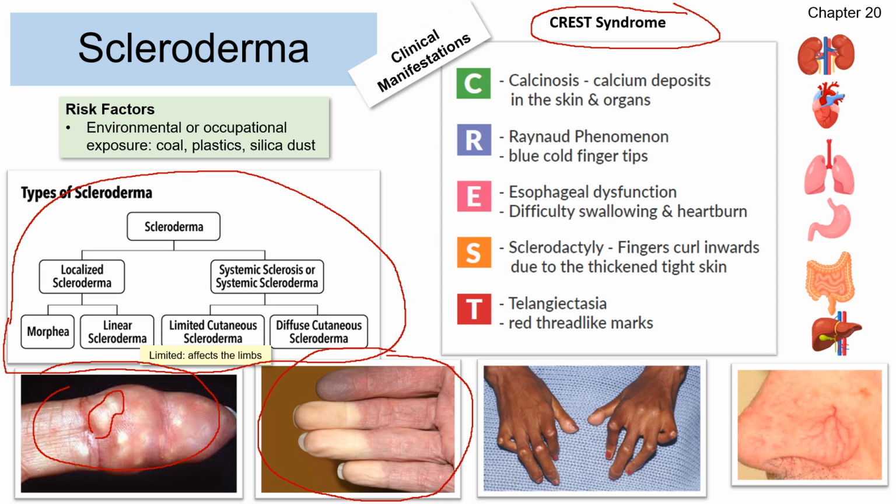Esophageal dysfunction, patients could have difficulty swallowing, dysphagia, and heartburn. Sclerodactyly, fingers curl inwards. It's like this picture here. And that's because that skin has gotten so tight and thick. Telangiectasia are red thread-like marks on the skin, and you can see one here on the nose. This will be all over the skin.